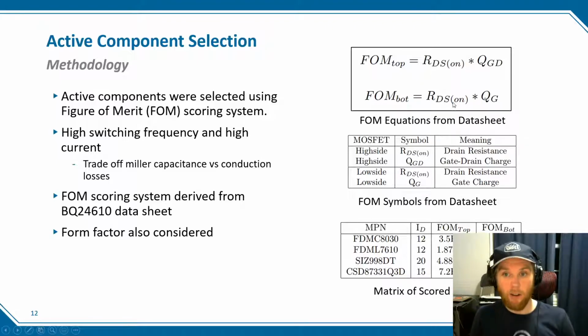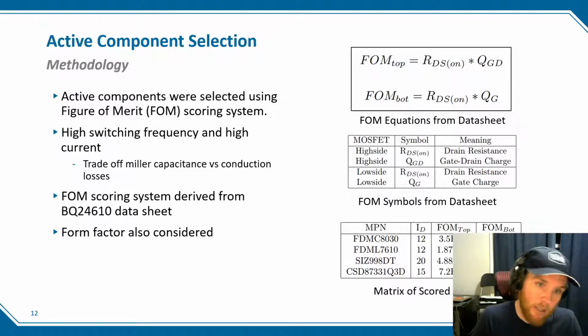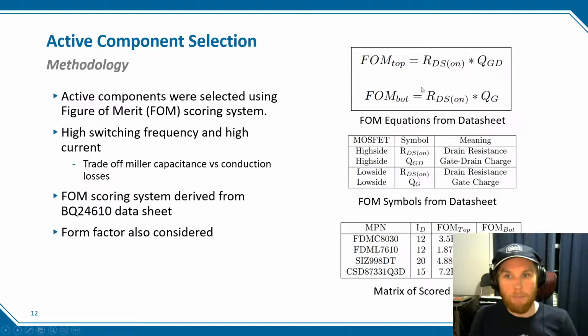So basically, the figures of merit, where it's such a high switching frequency and such a high current, modern day transistors kind of having caught up. So you have to trade off the input capacitance or the Miller capacitance with the conduction losses, the RDS on. So that's what this is doing here, the FOM top, FOM bottom, the figure of merit. And basically lower is better.